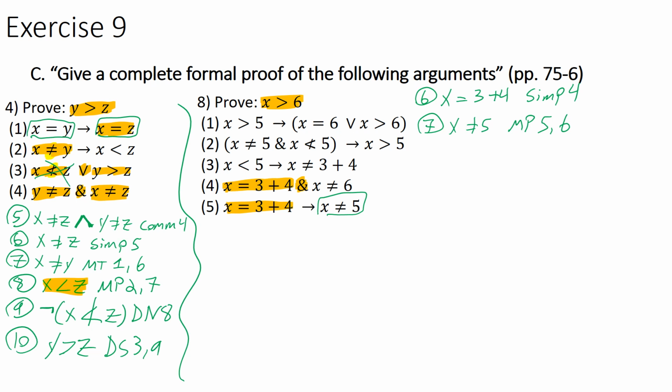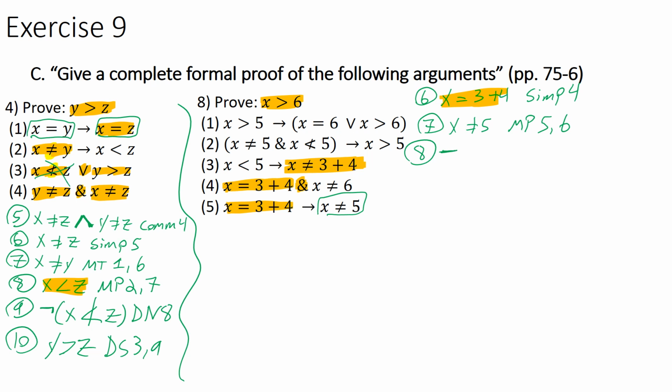Now what should we do? Well, look at line 3. We have a conditional. The consequent, we have x does not equal 3 plus 4. And that contradicts this statement here. So the consequent and this statement contradict each other, so we should be able to do a modus tollens inference eventually. For 8, let's double negate.